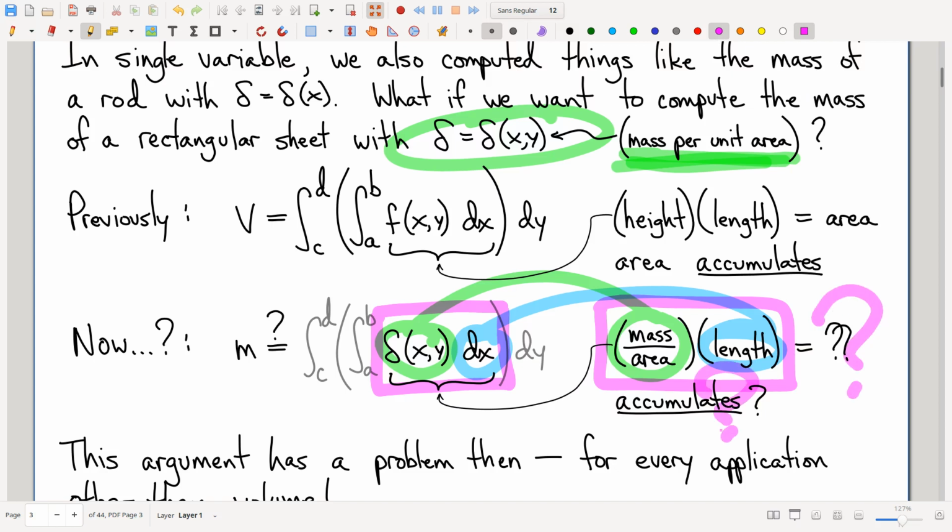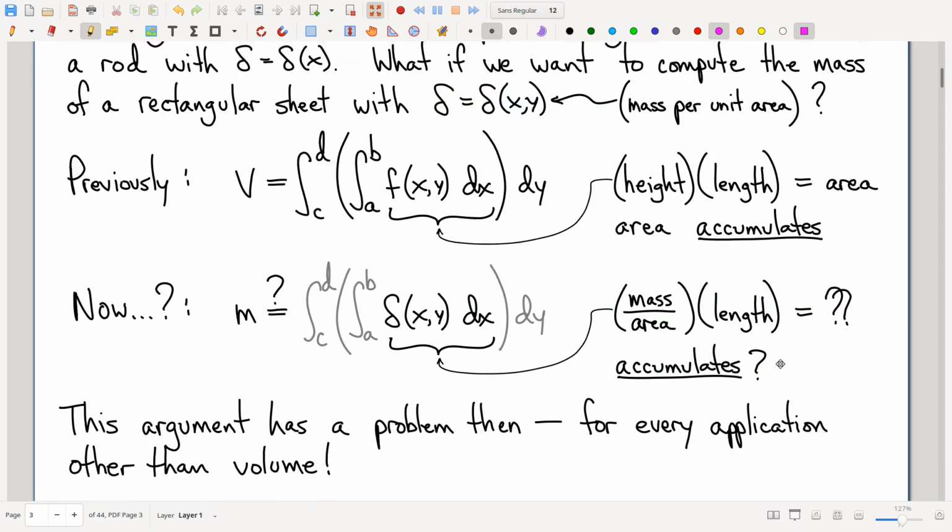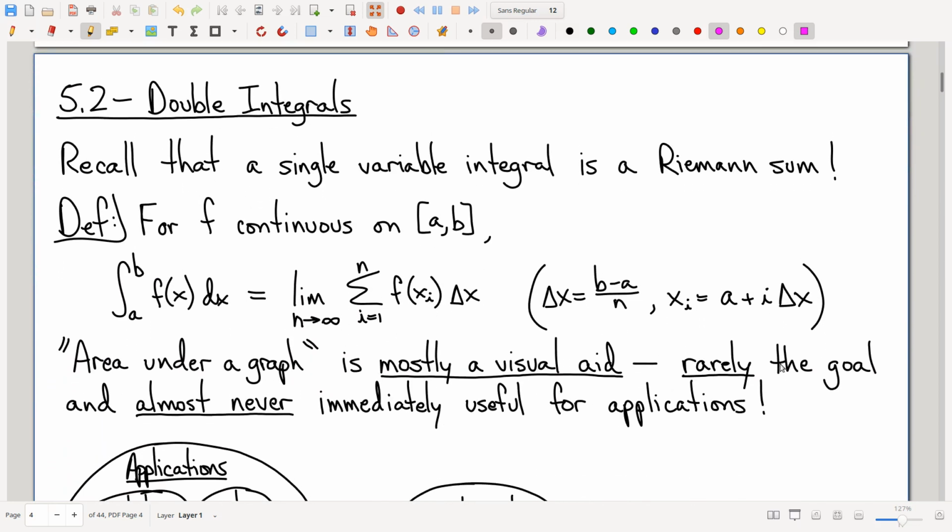We don't know if it accumulates, and I can't just go around claiming that I can add up pieces and that the whole is the sum of the parts, because I don't know that about this expression. Okay, so this argument does not work as an argument. Is everybody okay with that? Everybody see the problem? Okay. All right, so we're going to fix it.